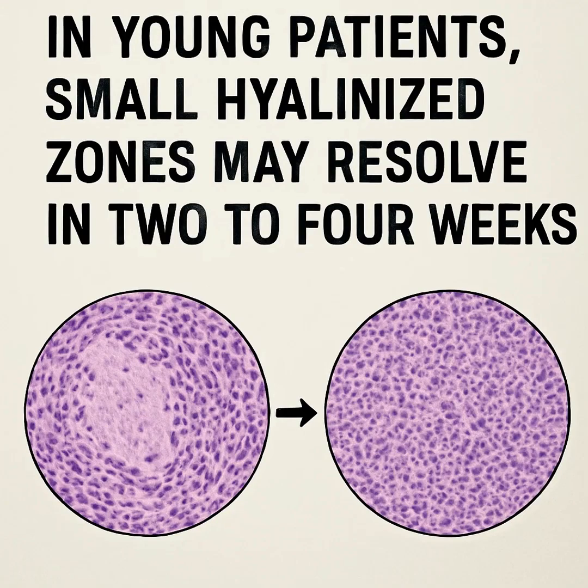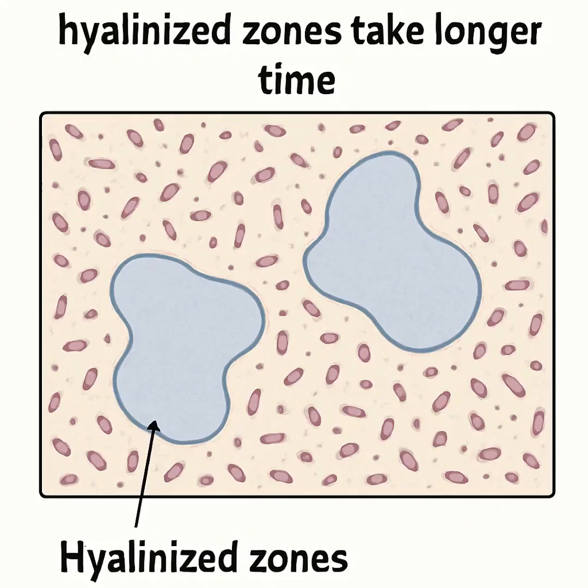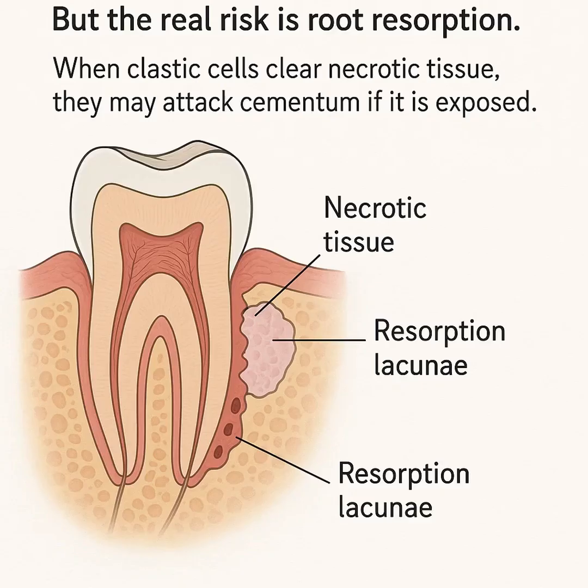In young patients, small hyalinized zones may resolve in 2 to 4 weeks. In adults with denser bone, it takes longer. But the real risk is root resorption. When clastic cells clear necrotic tissue, they may attack cementum if it is exposed. They create resorption lacunae, small pits on the root surface.